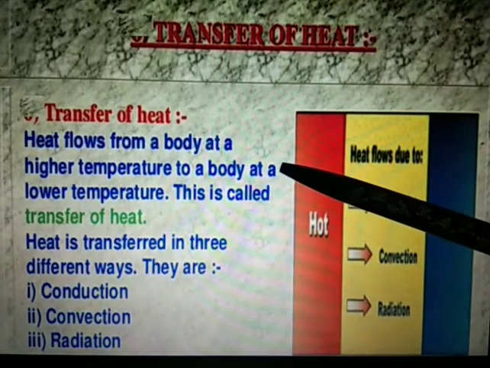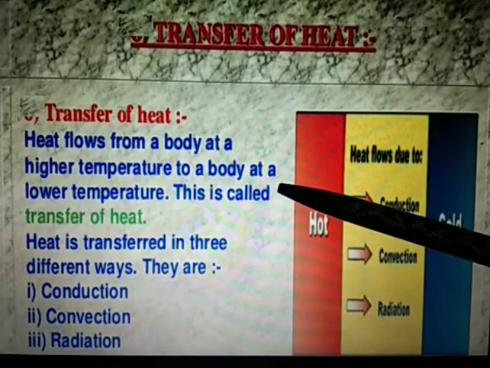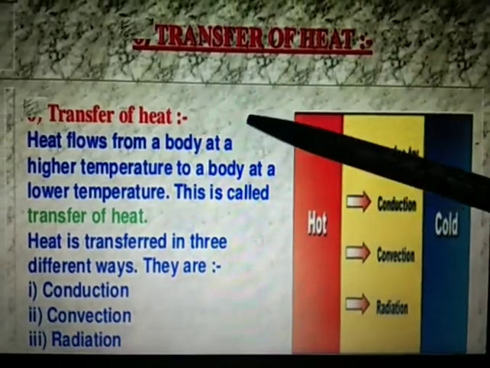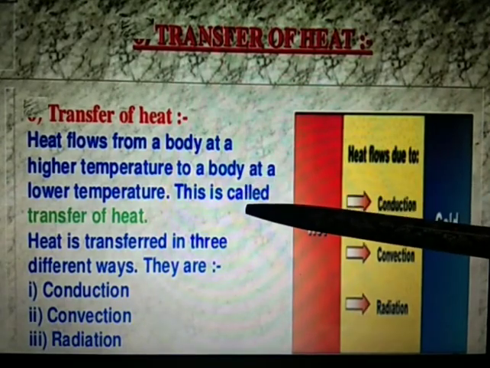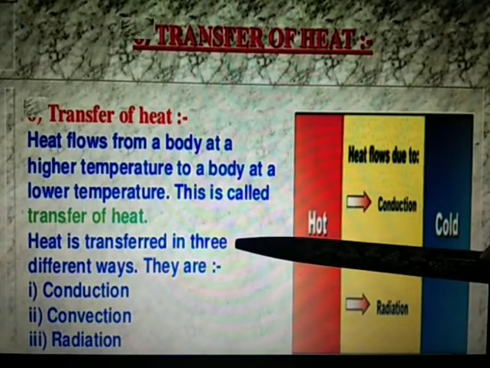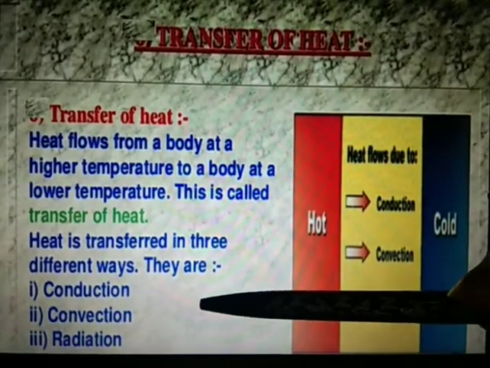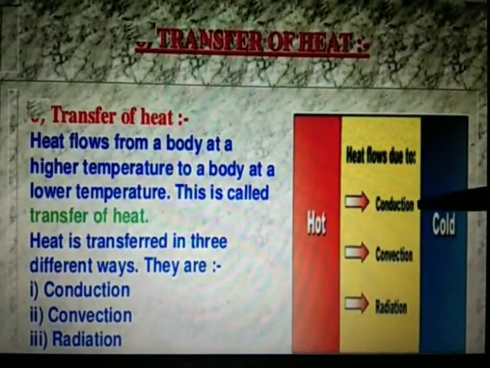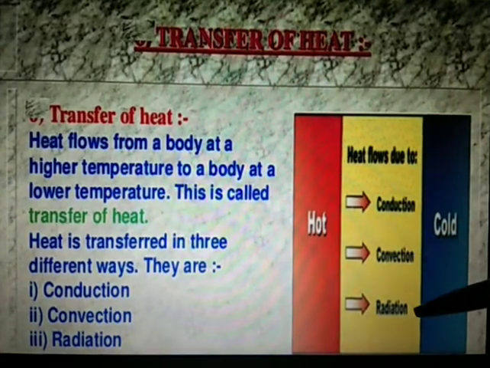This is all due to one reason, that is due to flow of heat from the surroundings. This is called as transfer of heat. That means transfer of heat means heat flows from a body at higher temperature to a body at a lower temperature. Now heat is transferred in three different ways. What are these ways? That is conduction, convection and radiation, that is from hot to cold region.